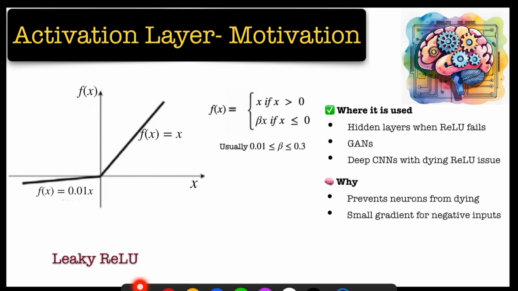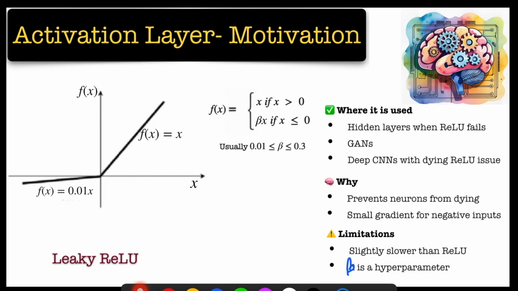Why is it used? It prevents neurons from dying. So there is this dying ReLU problem, right? It solves that. And it gives a small gradient for negative outputs. If we want a small gradient for negative output in these types of problems, we can use leaky ReLU. So our approach should be: we should use ReLU for hidden layers, but if ReLU fails, we can go for leaky ReLU. Limitations: it is slightly slower than ReLU, and this beta is a hyperparameter.